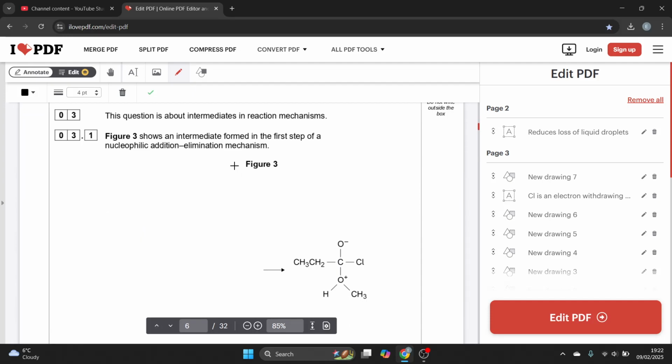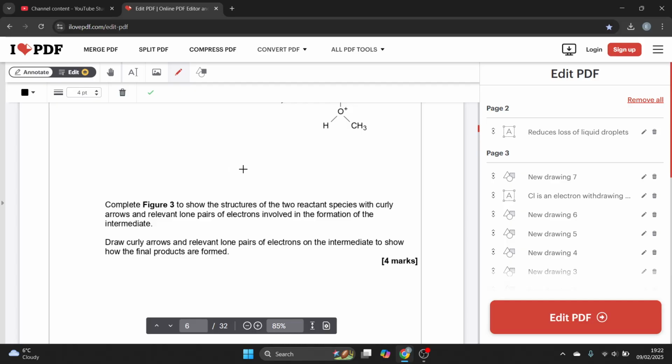Question 3, figure 3 shows an intermediate form of the first type of nucleophilic addition elimination mechanism. Complete figure 3.